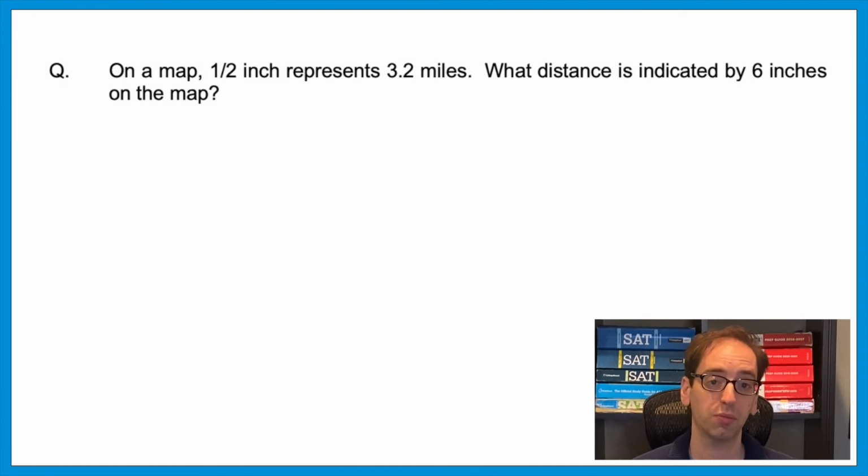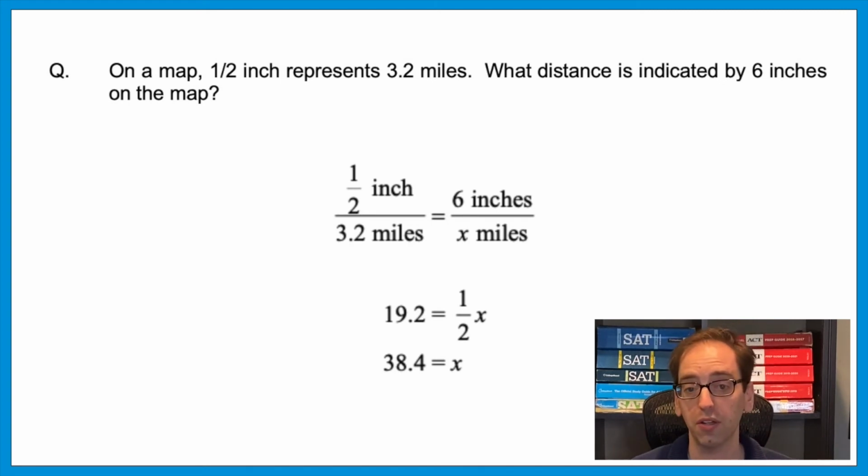Well, they're giving us a ratio, inches to miles, so we could set that up as a proportion. Inches to miles equals inches to miles. Or in this case, 1/2 inch to 3.2 miles equals 6 inches over x miles. Cross-multiplying to solve, you would get x equals 38.4. So when they give you a part-to-part ratio, you could set it up as a proportion. But now let's make things a little harder.